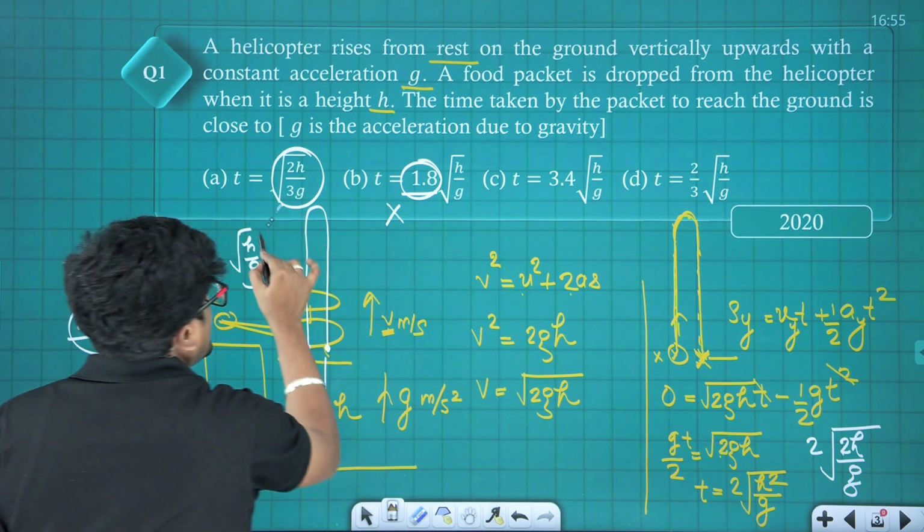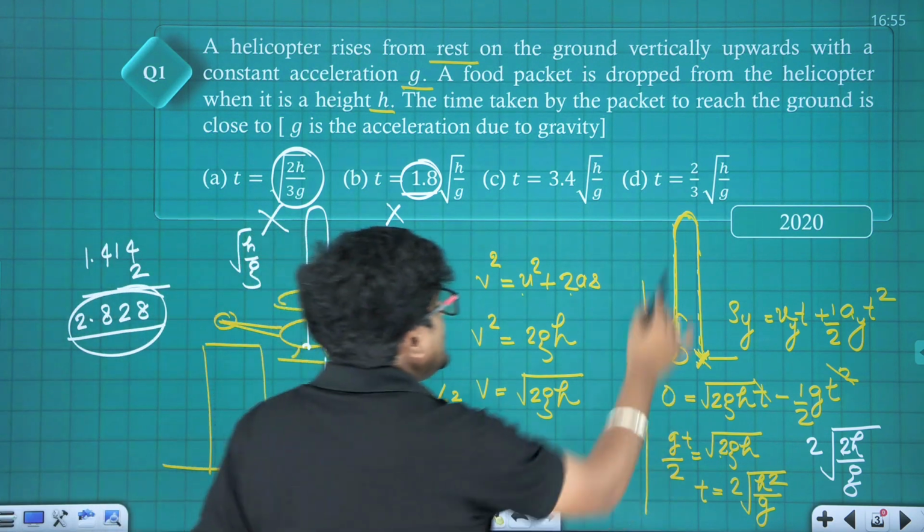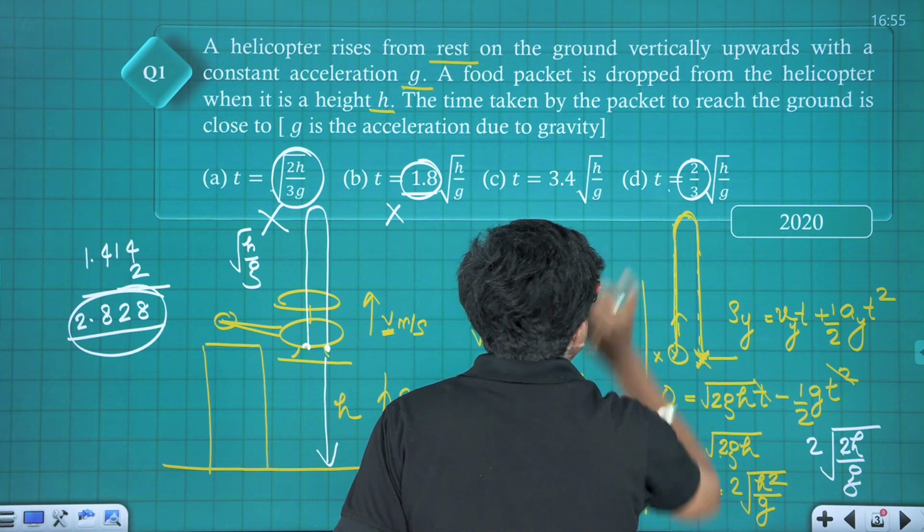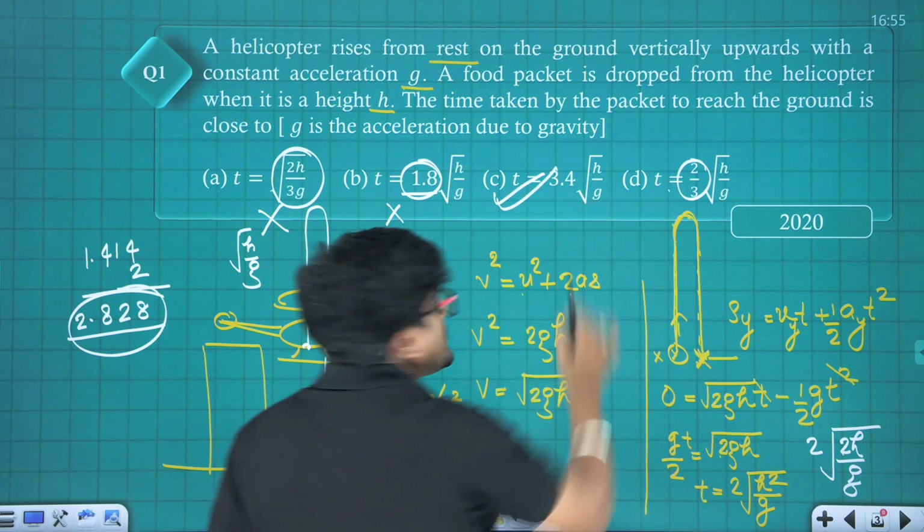So this must not be in the list. This must not be in the list. Here it is coming as 2 by 3. That means less than 1. That means this is the only option left.